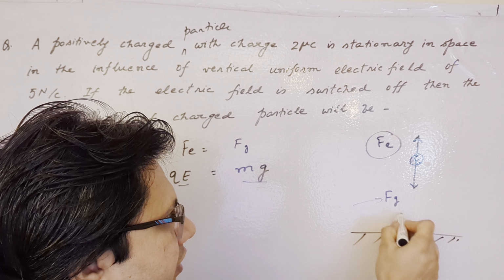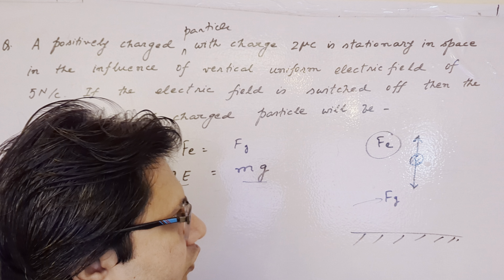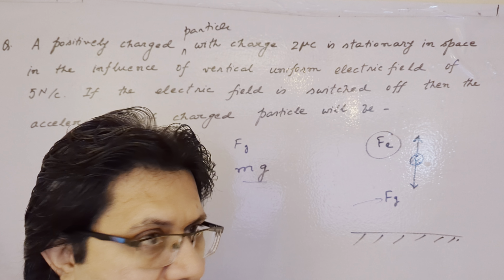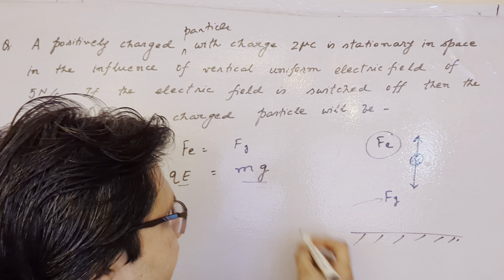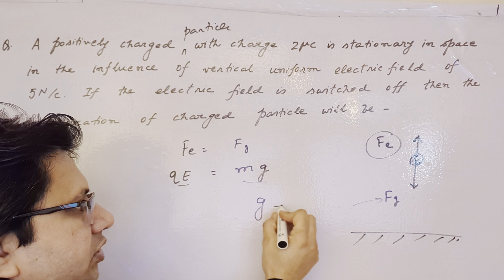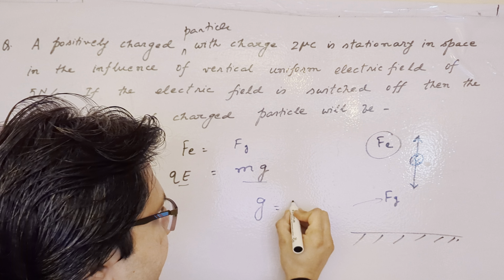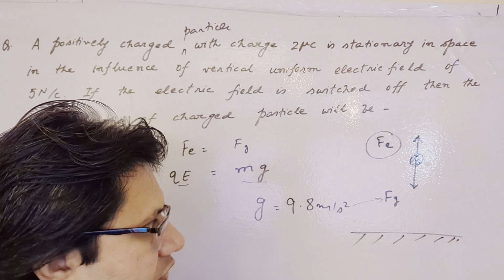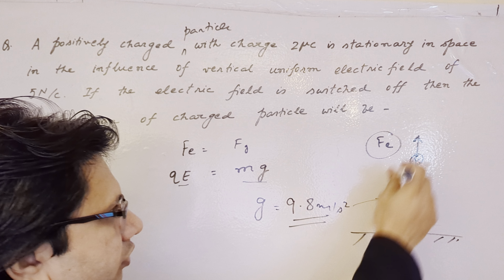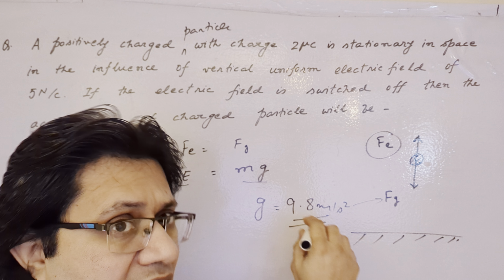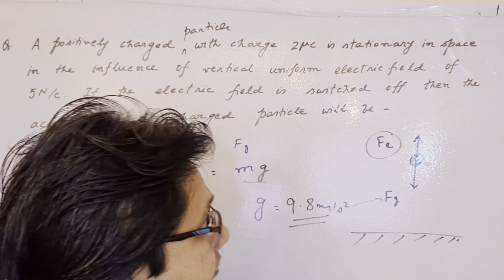So when the particle is moving under the influence of the gravitational force, the acceleration is the acceleration due to gravity, and the gravitational acceleration is given by small g. So small g is the final answer, and we know that the value of g is 9.8 meter per second square, nearly. So the particle will move in the downward direction with this acceleration. So this is the answer of this problem.